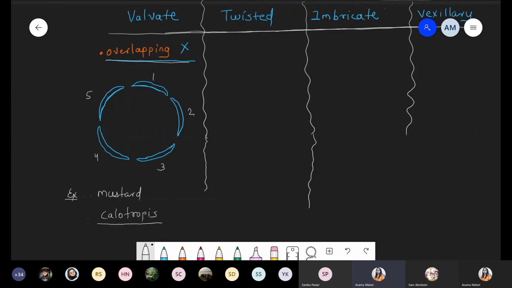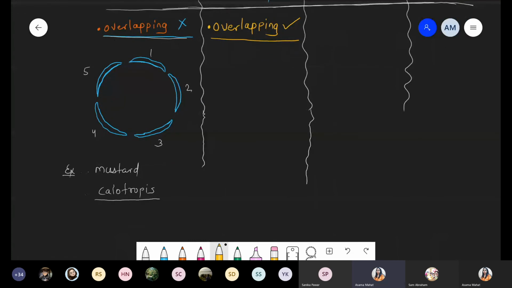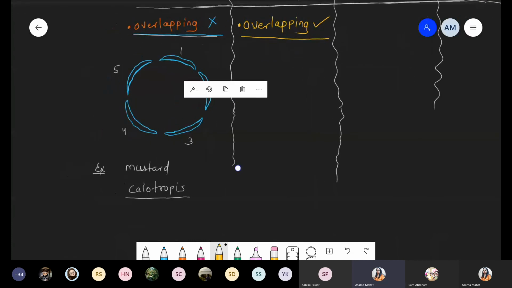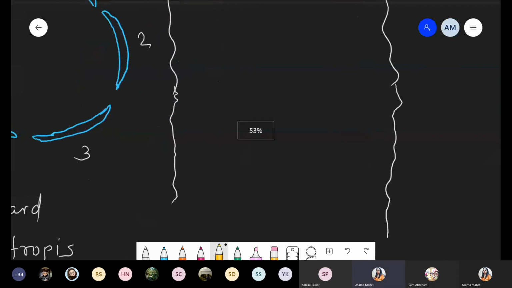In case of twisted, overlapping is present. So I am writing this information. Overlapping is present. So for present, I'm just giving the tick mark. Okay, plus sign. You can give the plus sign. Overlapping is present. So what is the meaning of twisted? We will see in the diagram. So we'll get a clear-cut idea. So the diagram for the twisted.